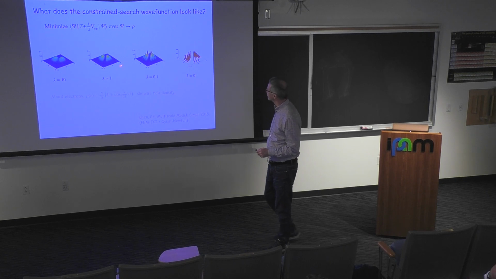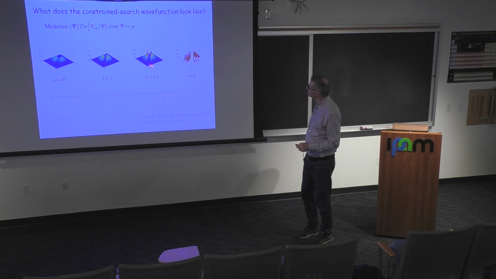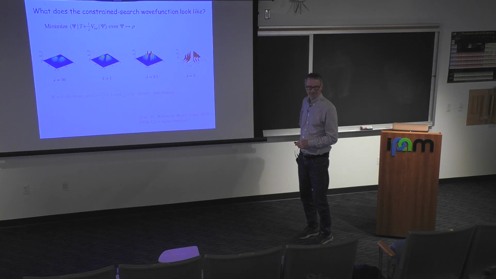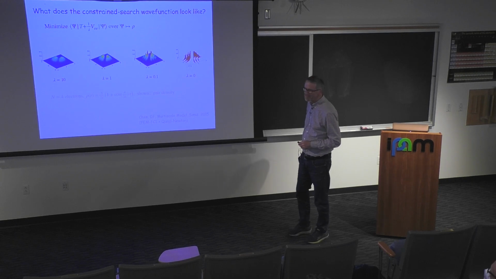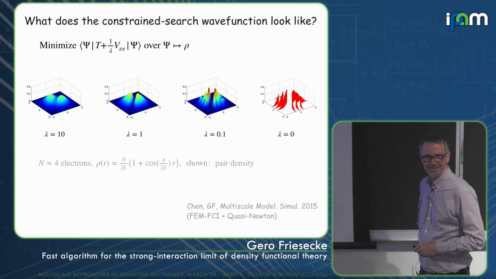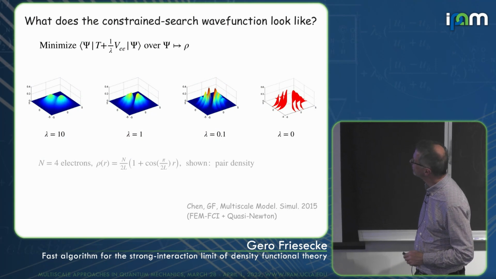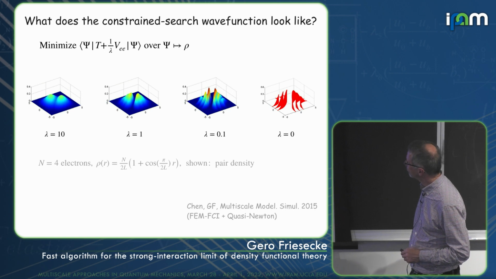Then there's a slow crossover, and some very interesting multiscale structure develops. I should mention multiscale since it's in the title of the workshop. So here's a multiscale structure, okay. And when you go to the really extreme limit, lambda equals 0, so the interaction fully dominates, then the pair density concentrates on lower-dimensional sets.